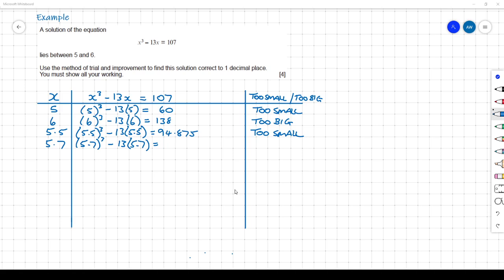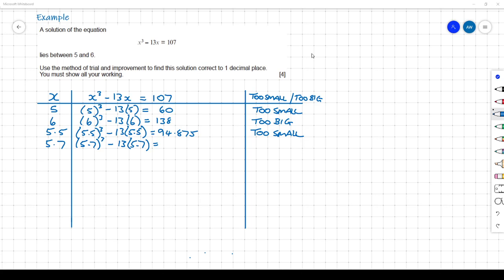So bringing the calculator back up. If we go back again, this time we've only got to change that one there to 7. So it says 5.7 instead of 5.5. Here we have it. So what do we get? 111.093.